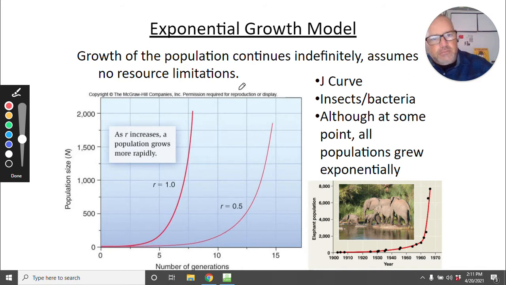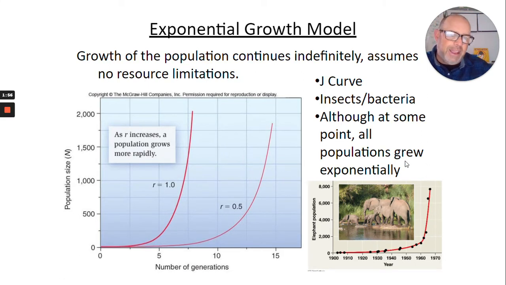And it says, although at some point all populations grew exponentially, it's a neat graph down here. This is elephants. Elephants look like this at some point. If you look back through the history, they actually did this back in the early 1900s, where they really hit a peak. So it's kind of interesting to think that an organism like that would follow that kind of curve, but just for a while. Not everything, they don't stay that way.